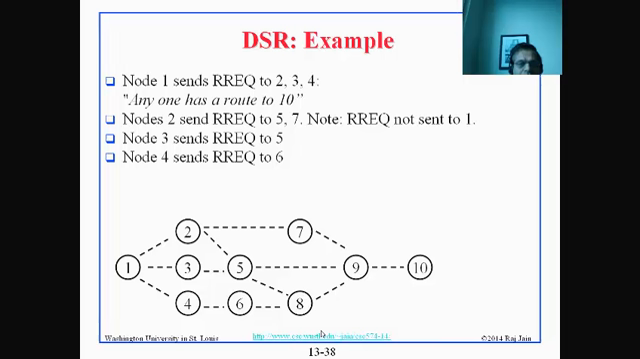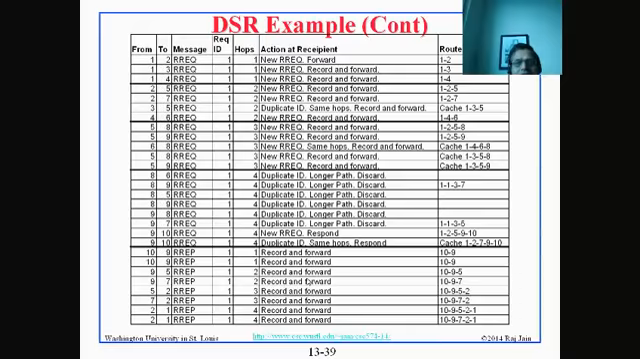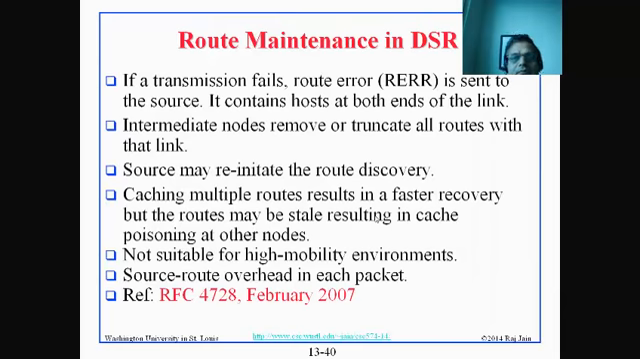Now, 3 will know that every path that goes 5 to 9 is gone. Now, in this case, there are not that many paths, but if there was another path, then those will all become invalid. Anything that uses 5 to 9 will become invalid. So it's not just this path. There are many other paths in the table. They will become invalid. And that's the point of this message, that the error message contains both ends of the link. Intermediate nodes remove or truncate all routes with that link. Okay. Source may reinitiate the route discovery.